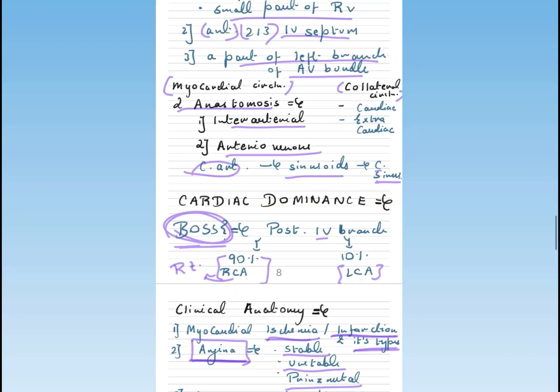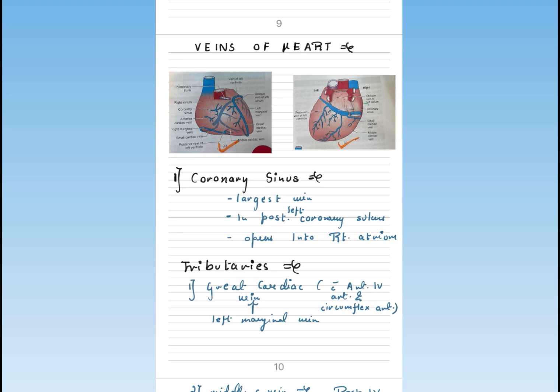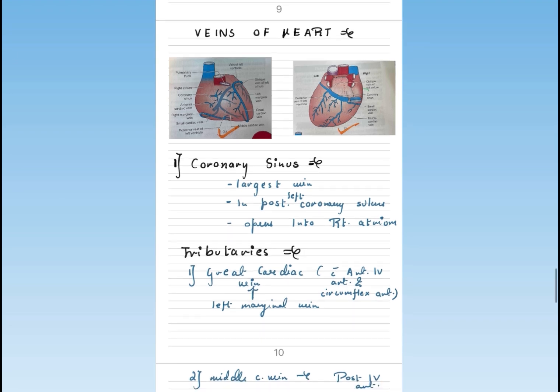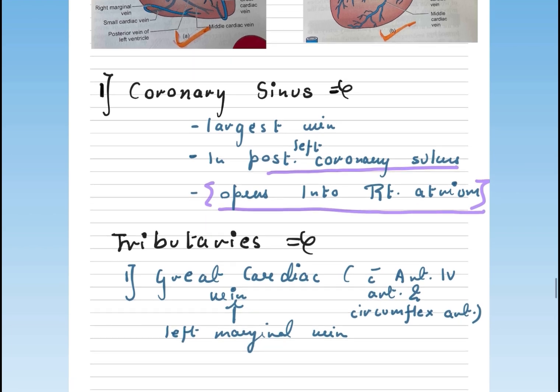Now we will be studying about the veins of the heart. The most important vein of the heart is the coronary sinus. It is the largest vein. It is in the posterior left coronary sulcus and it opens into the right atrium. As we know, the SVC and the IVC also open into the right atrium, and also the coronary sinus, that is blood from the heart, also drains into the right atrium.